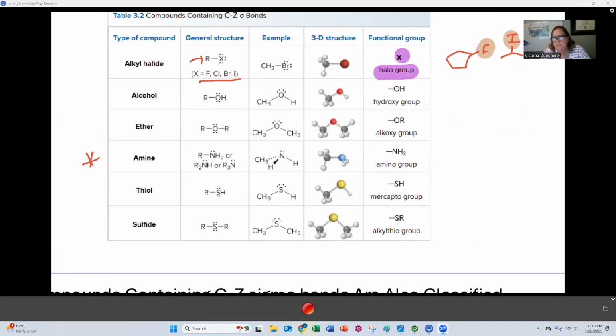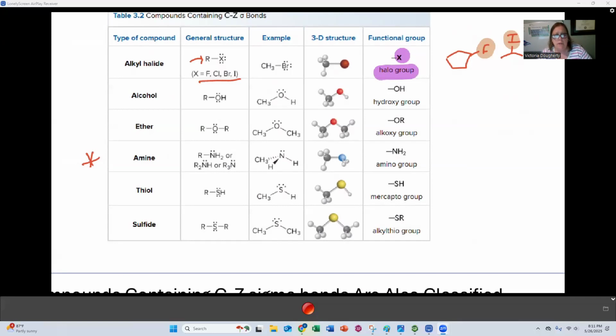And you should have learned this when you were learning about the periodic table, right? 7A is referred to as the halogen group. So that's fluorine, chlorine, bromine, and iodine. That's the halogen family. Those are referred to as halogens.